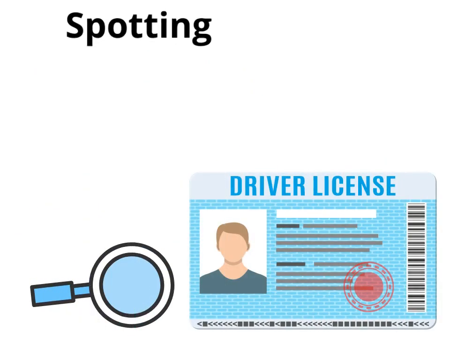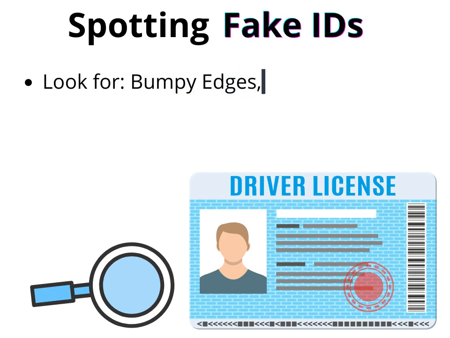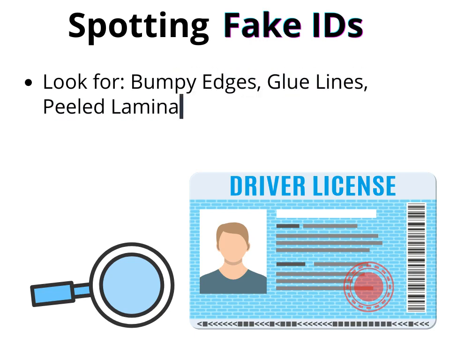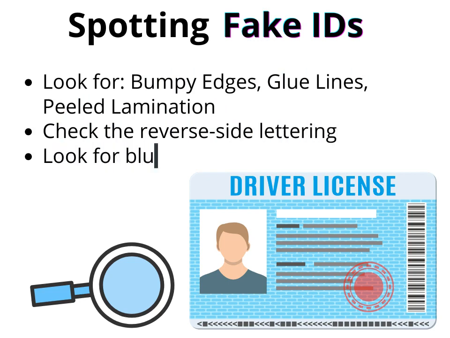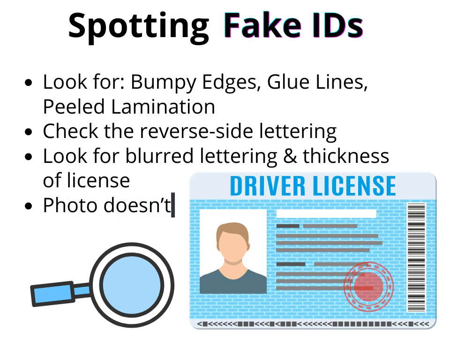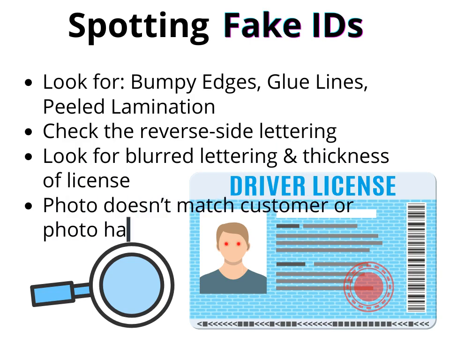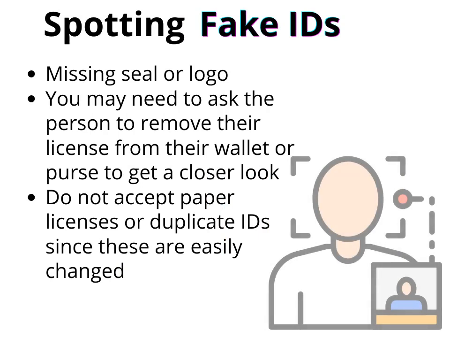It's really important to have the knowledge and resources to quickly identify a fake ID. Look for bumpy edges, glue lines, or peeled lamination. Check the reverse side lettering. Look for blurred lettering and thickness of license. Does the photo match the customer, or does the photo have red eyes? It may be missing a seal or logo. Most states have a specified logo that can't be tampered with.